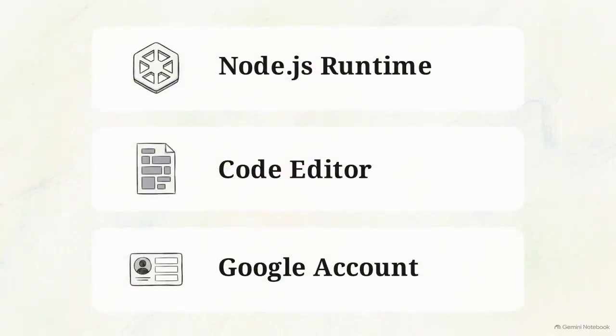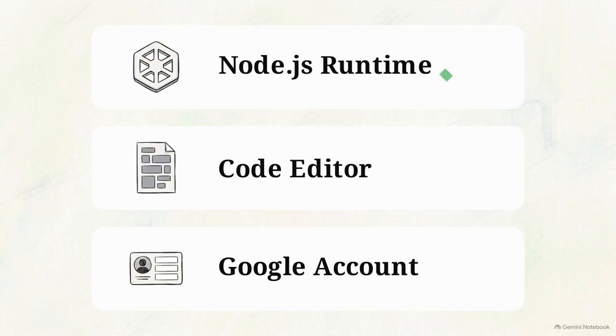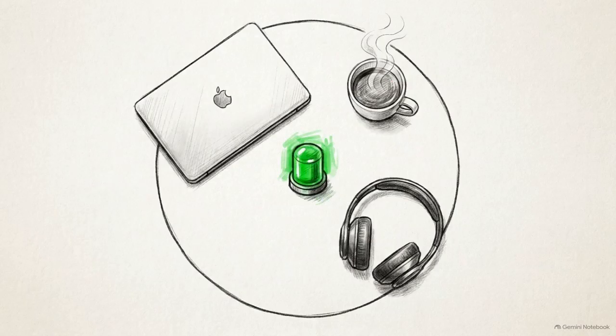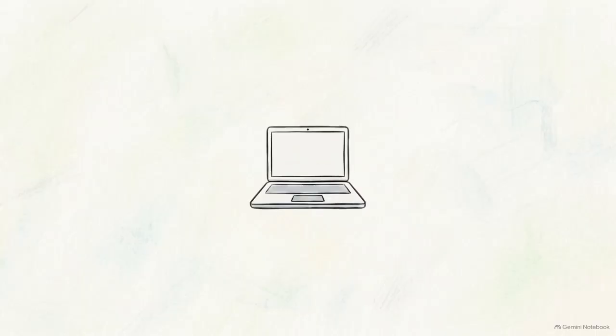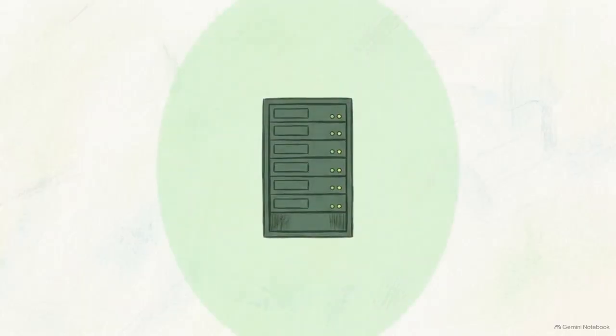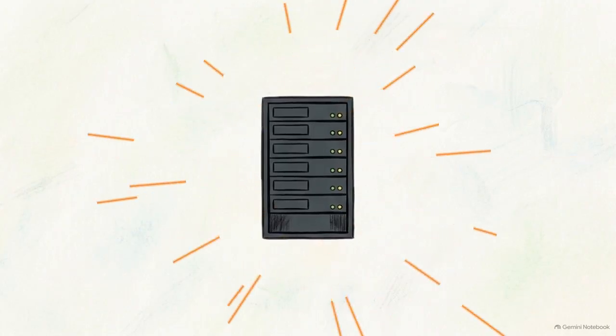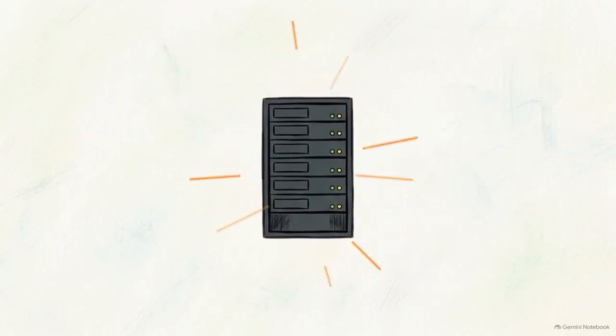Before we start, you need 3 things ready to go: Node.js installed on your system, a code editor of your choice, and an active Google account. With just those 3 basic tools, you have everything necessary to turn your standard computer into a local development server capable of running complex AI web applications.